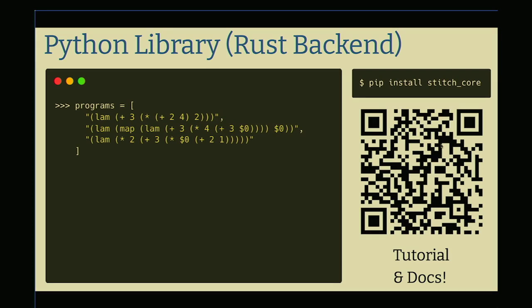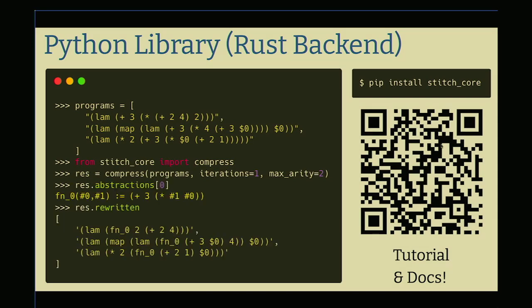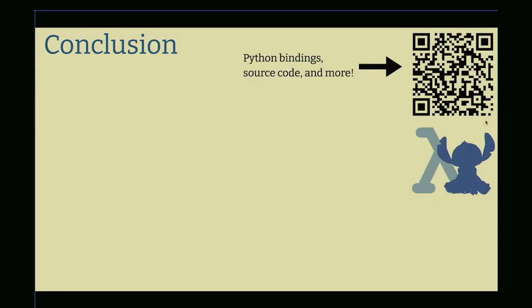And so you can specify your programs in basically like a Lispy lambda calculus. It exposes some functions for abstraction learning. You can learn your abstractions, rewrite your programs, and there are a whole bunch of other features, documentation, tutorial, and everything. So check it out there and let us know what you think. And the QR code's up in the corner there as well.